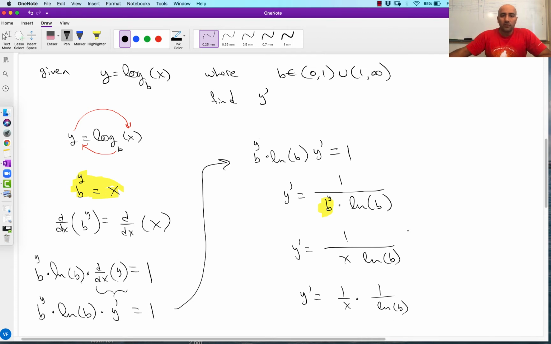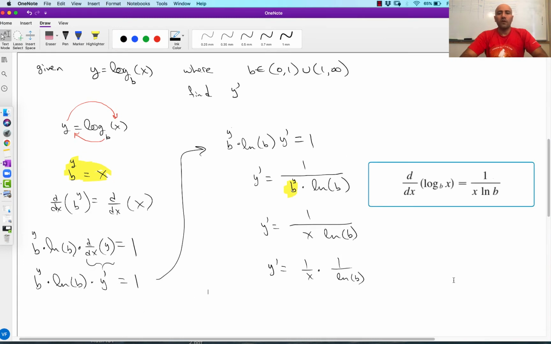Good. And so let's bring it all together. This is the boxed up version that your author provides for you. The derivative with respect to x of log base b of x is equal to 1 over x ln of b. Okay, so now we have another derivative that we get to use. Let's apply it in some examples.